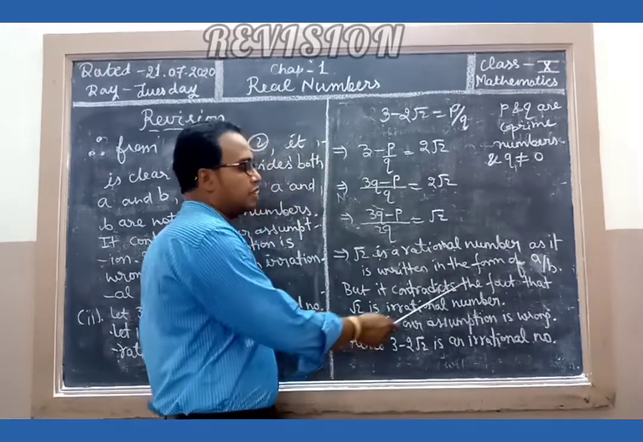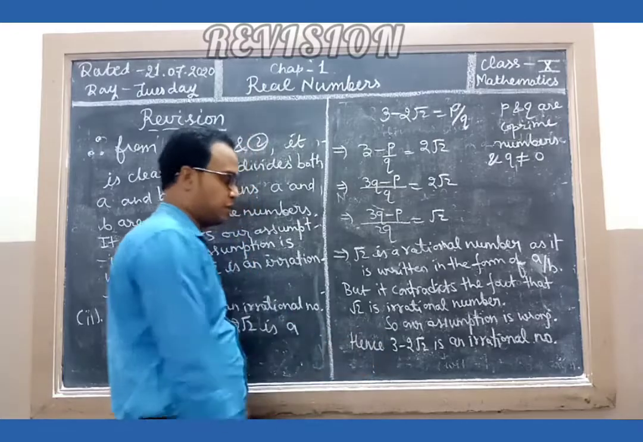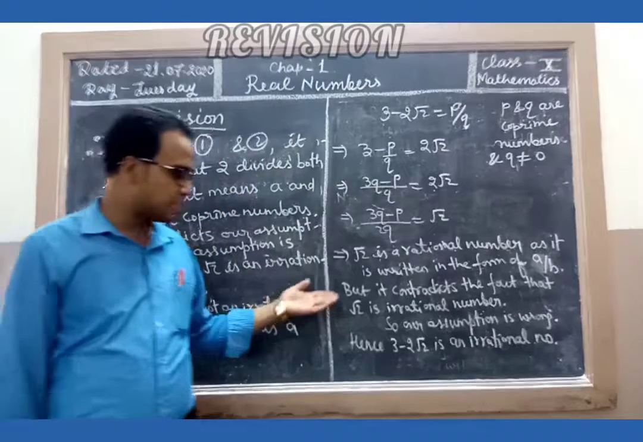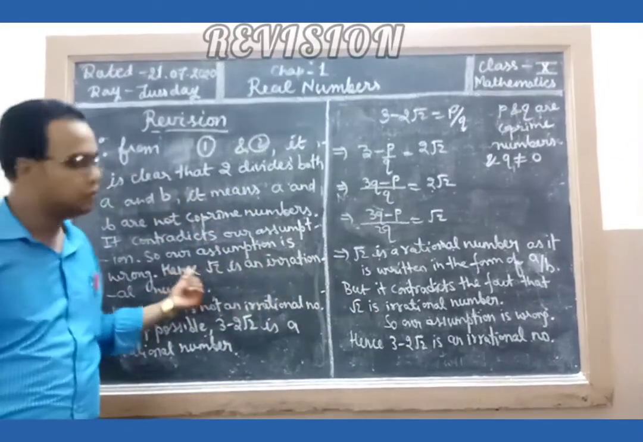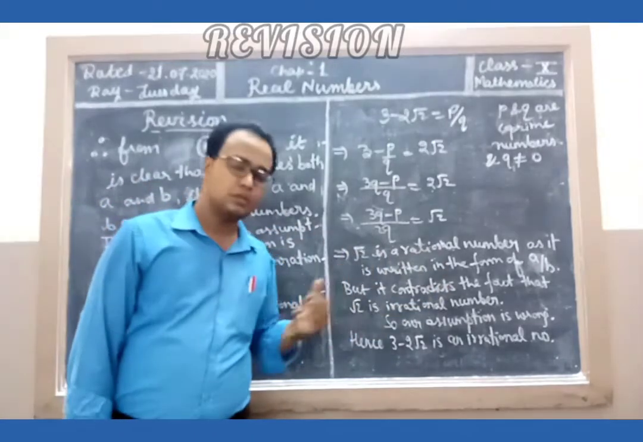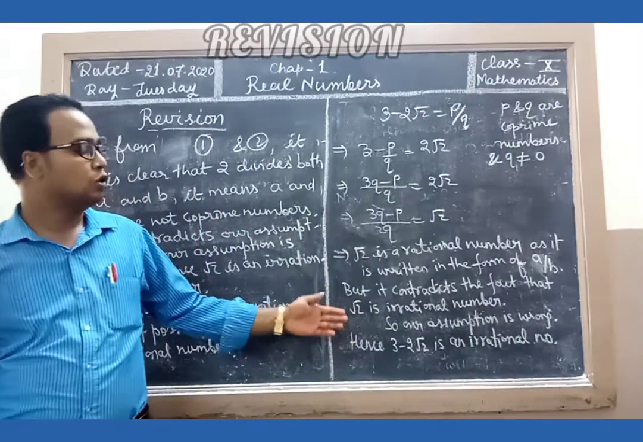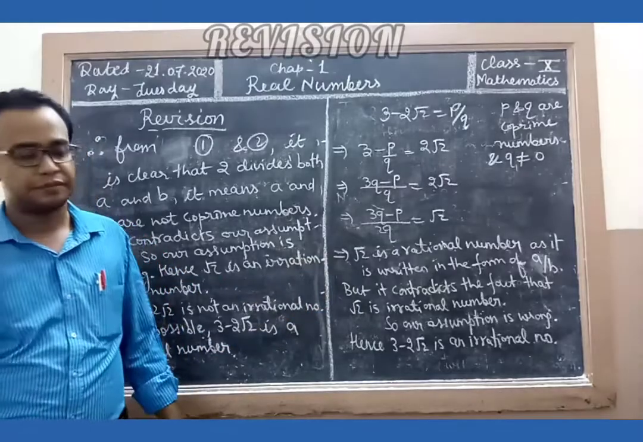But it contradicts the fact that root 2 is an irrational number. We already proved root 2 is an irrational number. So our assumption is wrong. Hence 3 minus 2 root 2 is an irrational number.